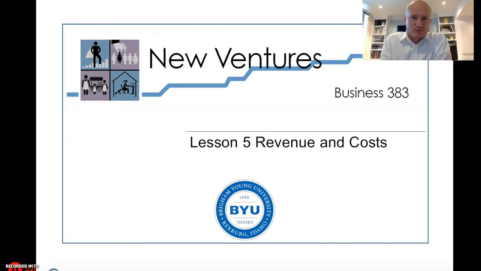One of the biggest pitfalls that we make as entrepreneurs is that we overestimate revenues and we underestimate costs. We get in our minds, everyone's going to buy this. We also get in our minds, man, I can make that so cheap. And both of those are wrong. Both of those are misnomers.